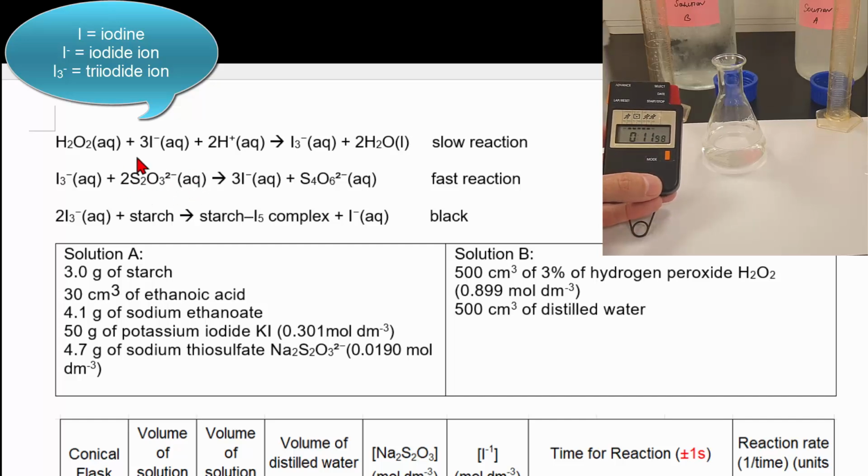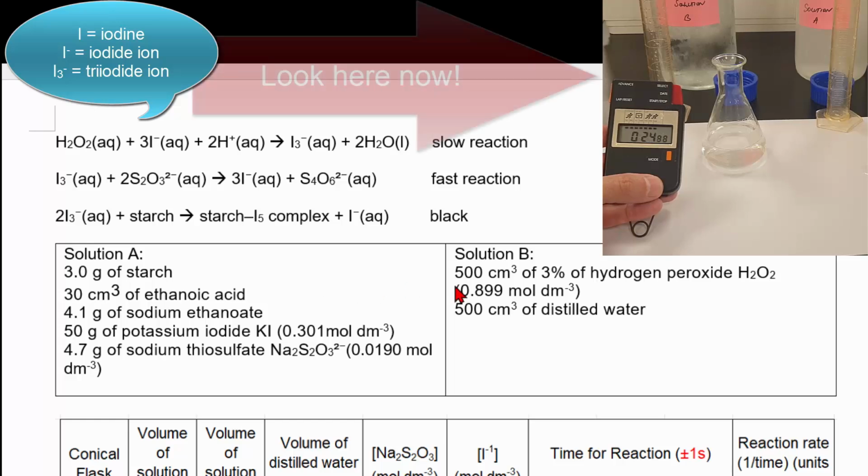So the amount of the thiosulfate you have, once that runs out, then all of a sudden it goes blue. So it's sudden. Okay, so that's called a substrate-depletive clock reaction. In my mind, that's a true clock reaction.